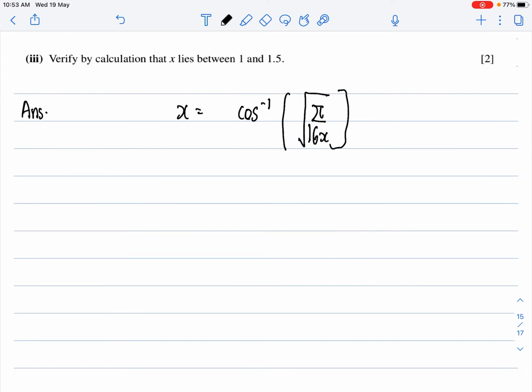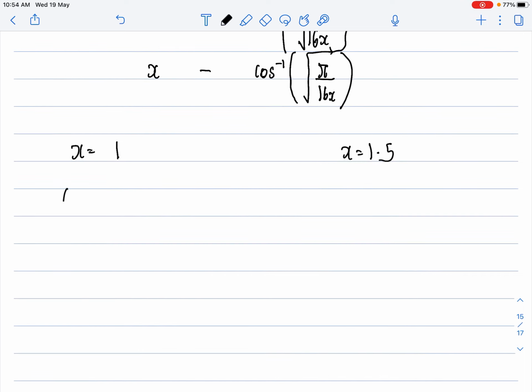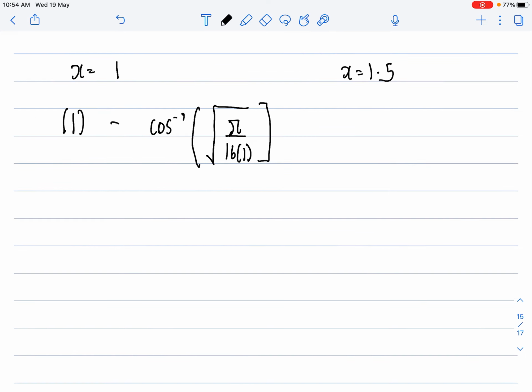So now what I can do is write this as x minus cos inverse of the root of pi over 16x. I know this is equal to 0, but I don't need to write it. Now I can take my x first as 1 and then as 1.5. So when I take my x as 1, I can simply put 1 here in the place of x. Got it? So now make sure you are on the radians mode on the calci and just simply solve this.